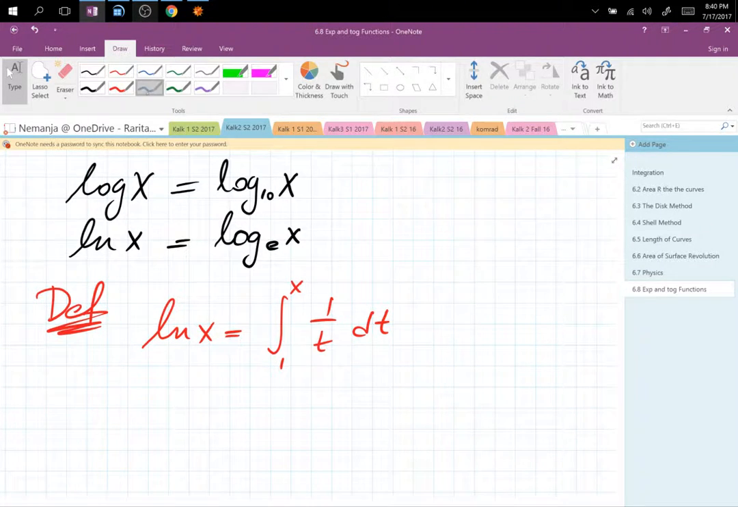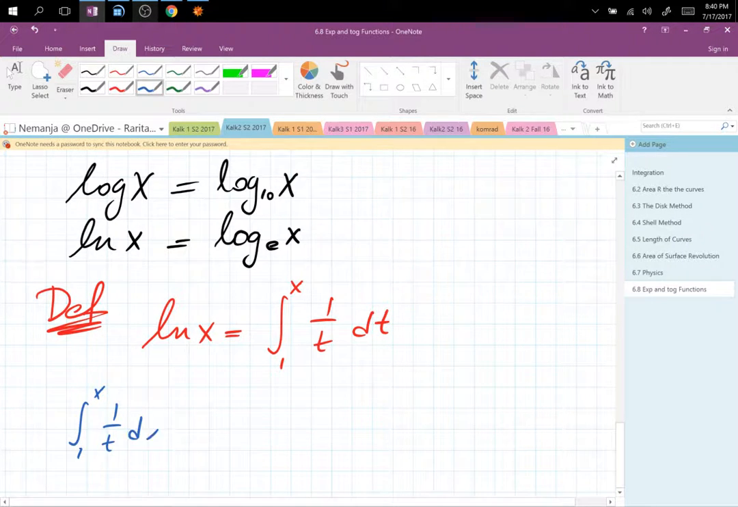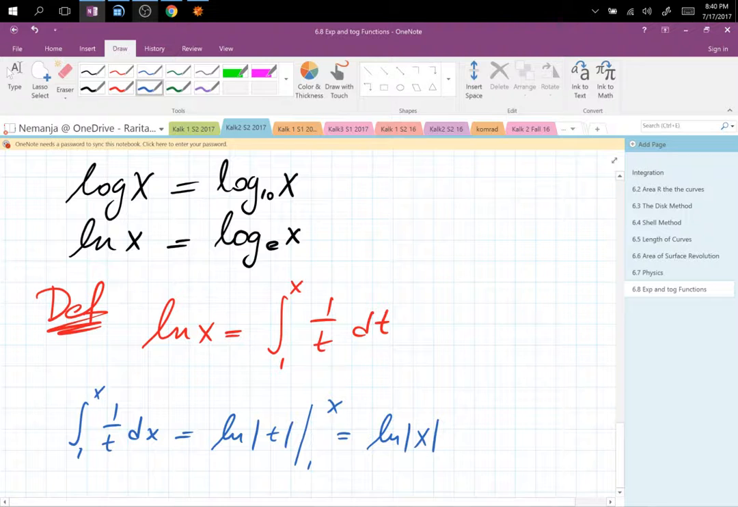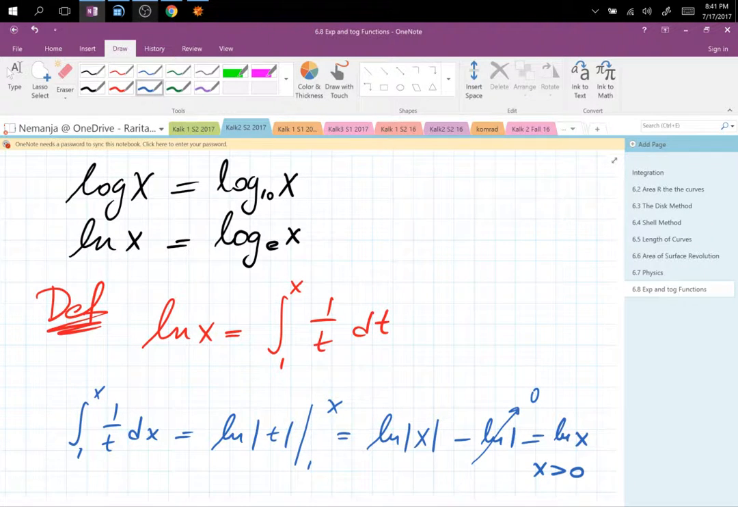Just quickly to outline this, the integral from 1 to x of 1 over t dt would be ln of the absolute value of t computed from 1 to x. This is like a little proof. And it's ln of the absolute value of x minus ln of 1. Now ln of 1 is 0. So it just becomes ln x for all x larger than 0. So that's a little derivation there that this is a good definition in terms of calculus. It's a good definition for ln x.